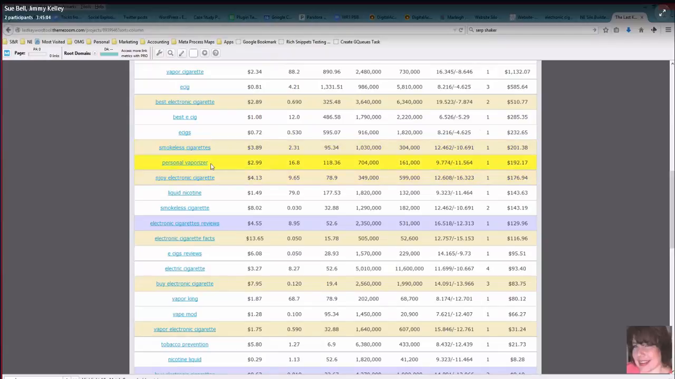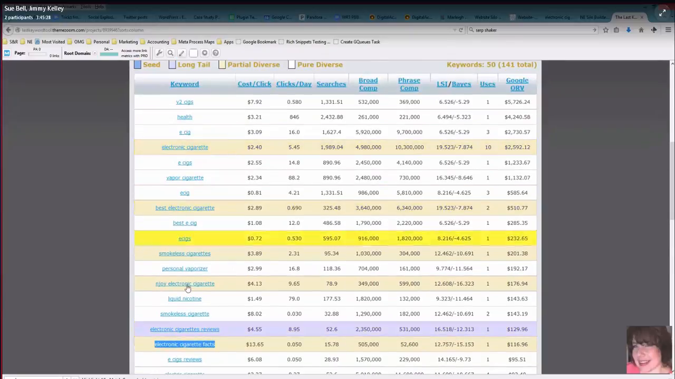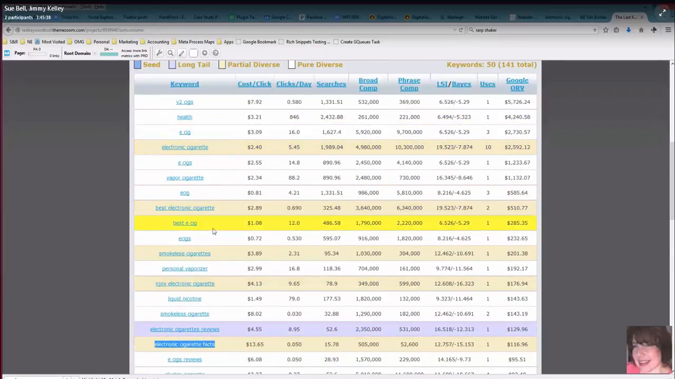Personal vaporizer, that's a completely different kind of concept. Smokeless cigarettes, electronic cigarette reviews. So you've got this idea of reviews. I think reviews coming in under each one of the brands is a good idea, and possibly facts coming in under each one of those brands as well. Whereas when I had it sorted before, I was looking at facts as possibly being a silo.